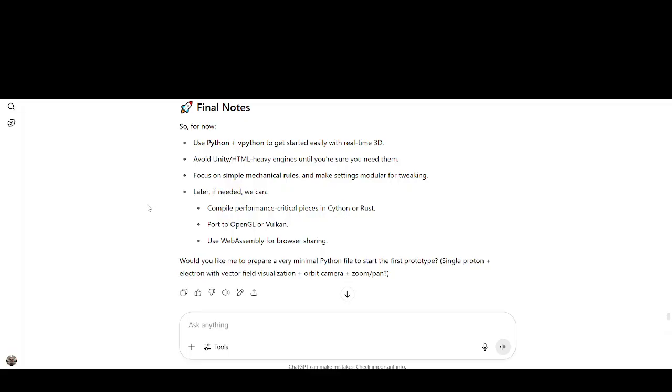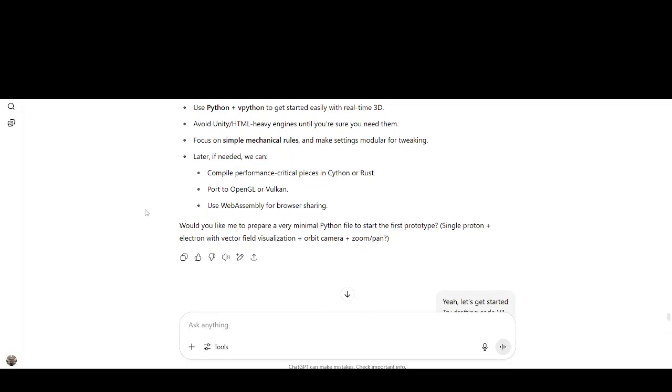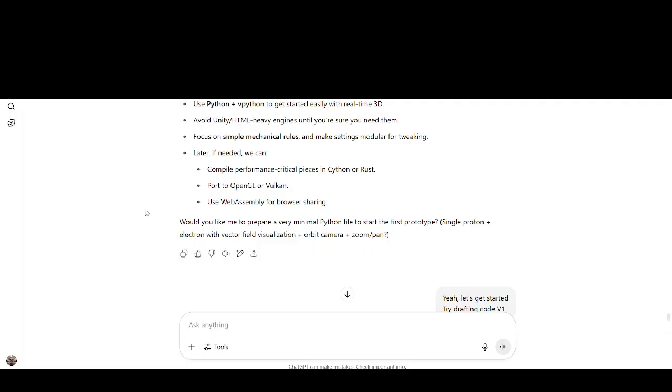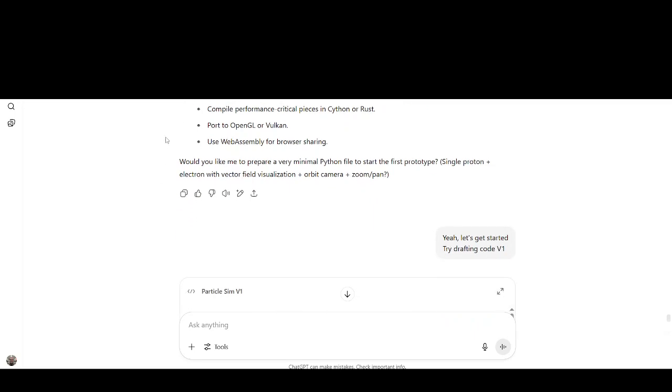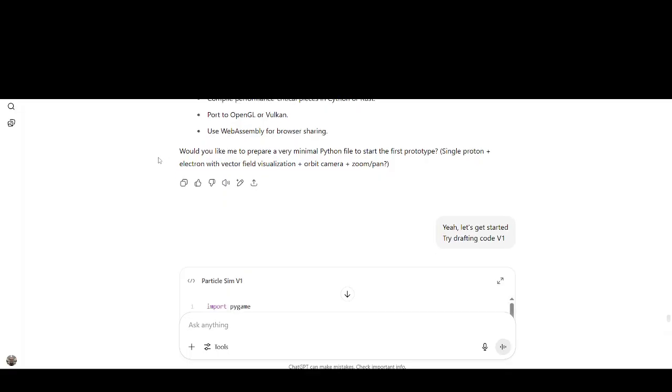Final notes. For now, use Python and VPython to get started easily with real-time 3D. Avoid Unity, HTML heavy engines until you're sure you need them. Focus on simple mechanical rules and make settings modular for tweaking. Later, if needed, we can compile performance critical pieces in Python or Rust. Port to OpenGL or Vulkan. I don't know what that means. Use WebAssembly for browser sharing.